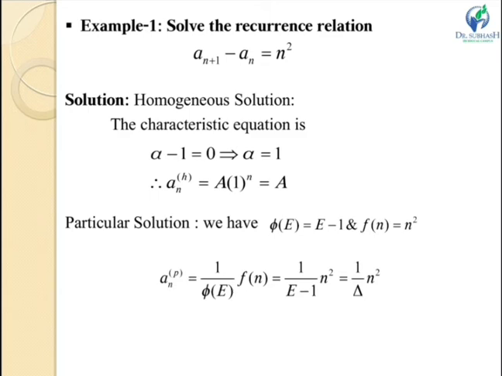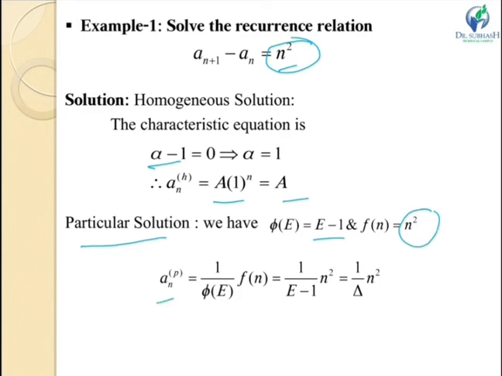Solve the recurrence relation a(n+1) minus a(n) equal to n square. Here the order of the given equation is 1, so the characteristic equation will be alpha minus 1 equal to 0, so alpha equal to 1. So the homogeneous solution will be a into 1 raised to n, which is equal to a. Now let us move towards the particular solution. Here phi of e will be equal to e minus 1, and n square is the polynomial, so f of n equal to n square.